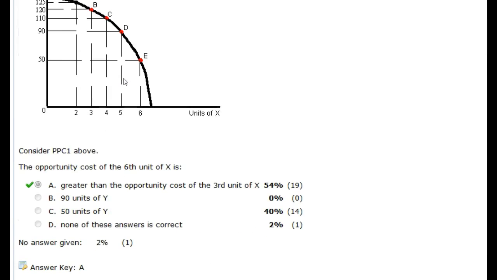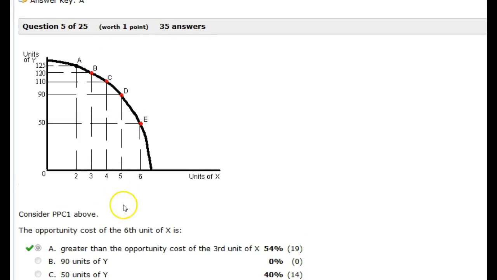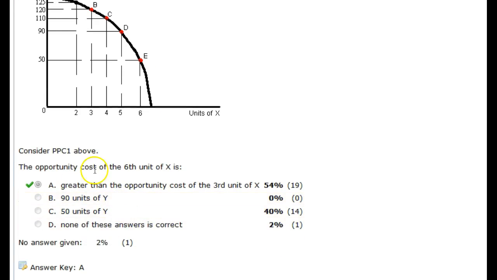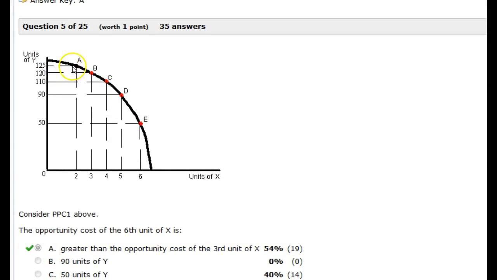All right, about half of you got this one right. The opportunity cost of the 6th unit of x looks like it's going to be 40y. That wasn't one of the answers. But A says it is greater than the opportunity cost of the 3rd unit of x. That is true. This bowed out production possibilities frontier means there is increasing opportunity cost. To get more x, you give up more y on the margin. You also have increasing opportunity cost of y. To get more y, you give up more x.